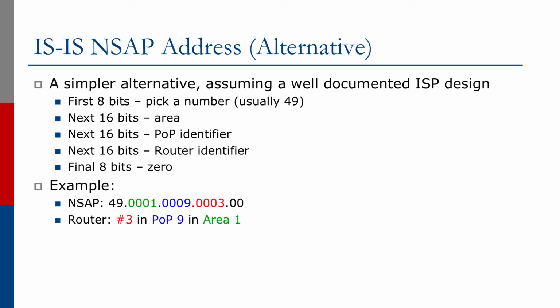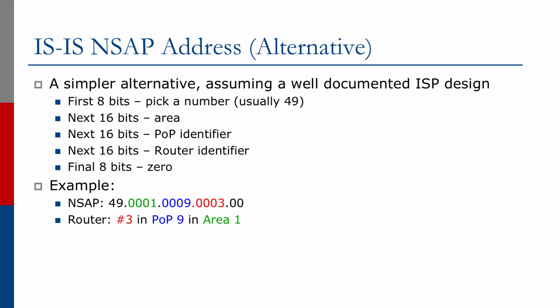Other operators use this alternative scheme. This one is a little simpler, where the first 8 bits are usually picking a number. Next 16 bits are the area, which we leave at 0001. The next 16 bits would be a point of presence identifier. The next 16 bits would be a router identifier, and the final 8 bits would be 0.